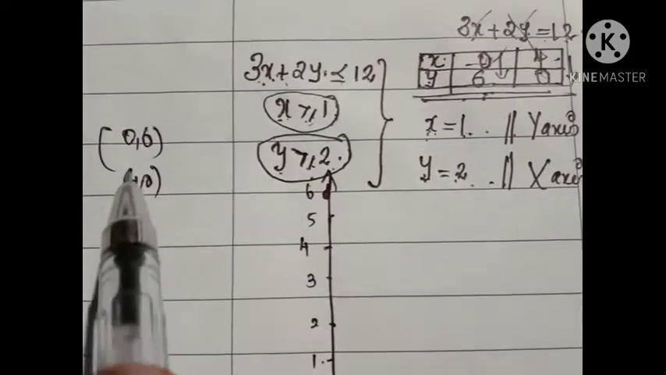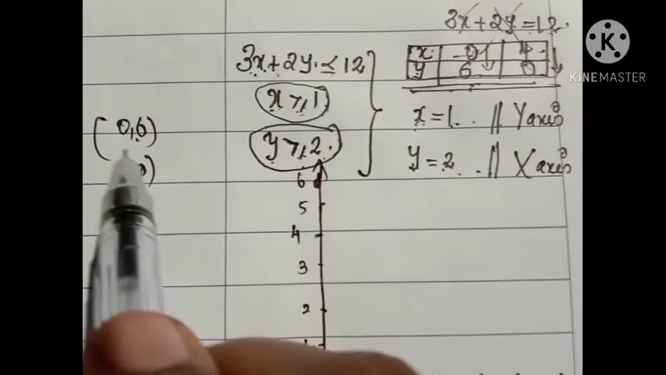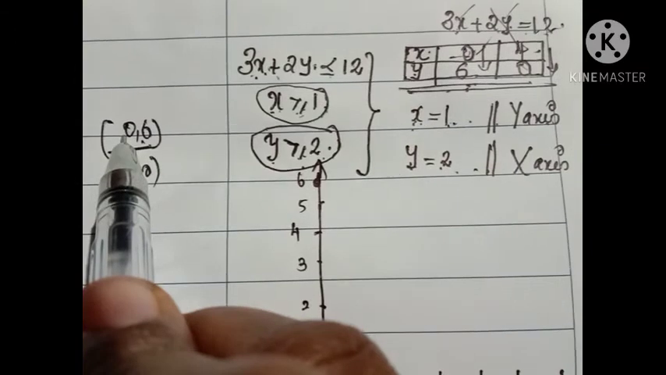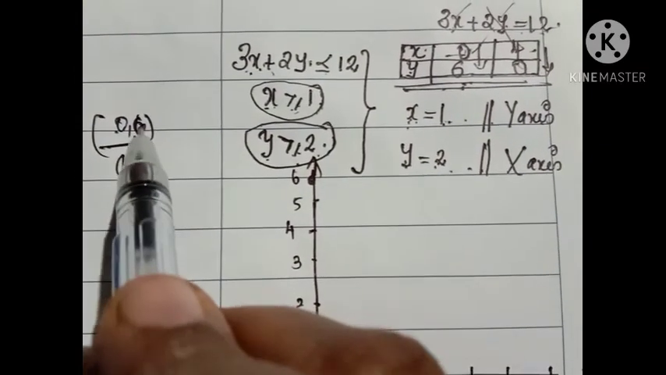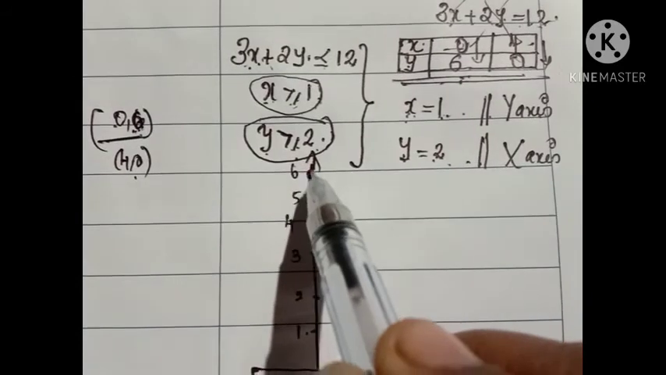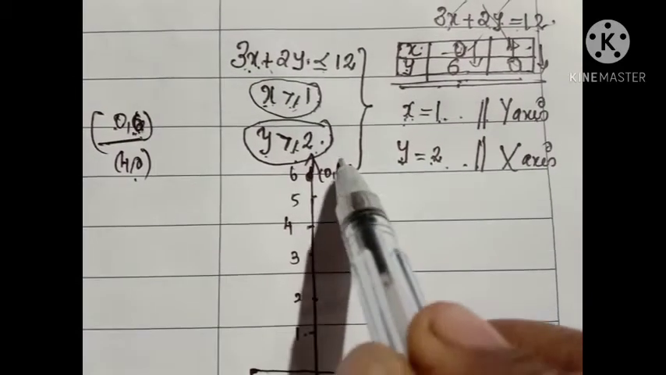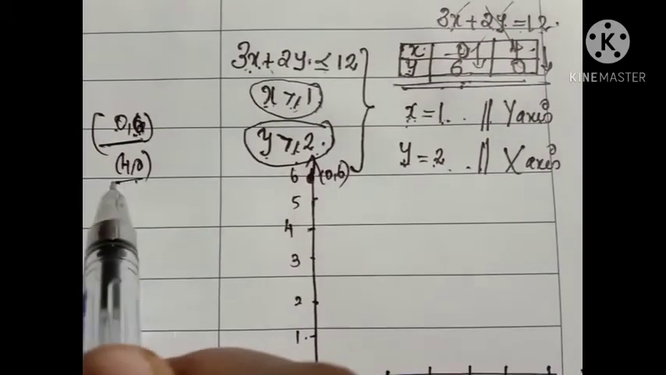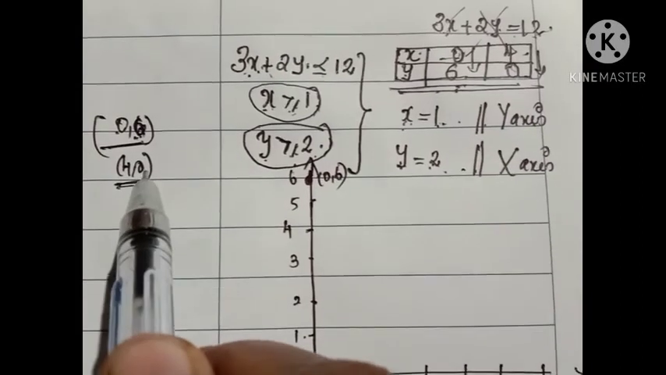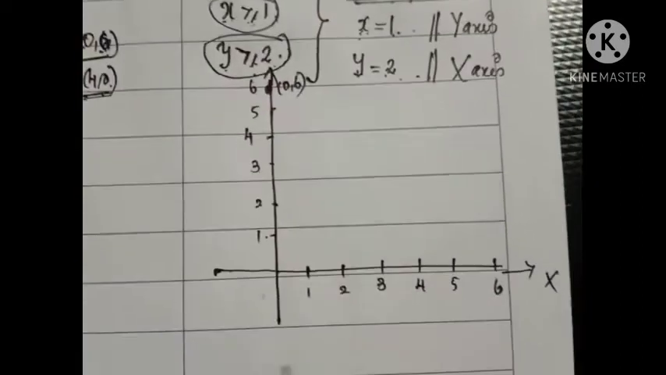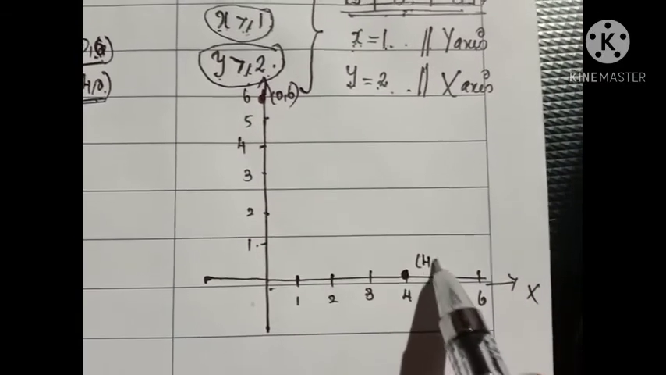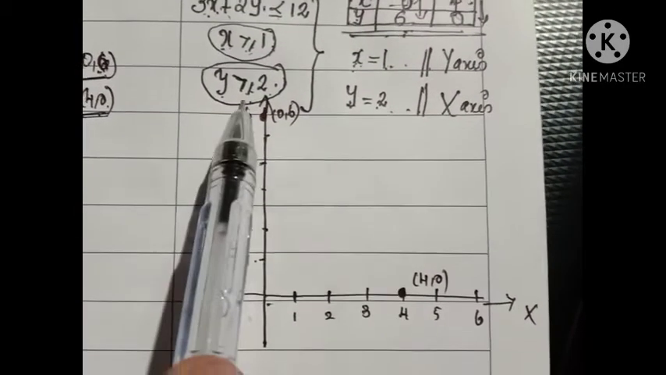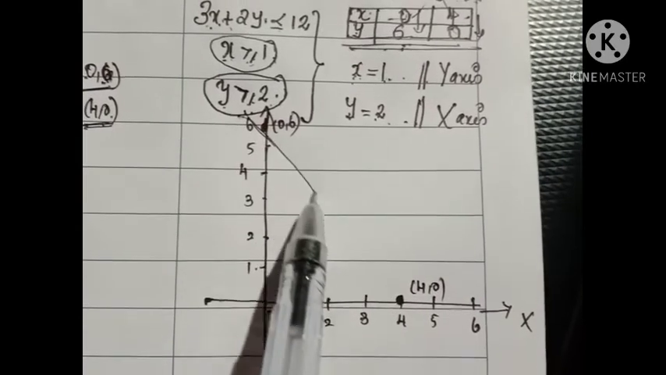Now locate the points 0, 6 and 4, 0. 0, 6 means there is no x value, so take the number 6 on the y-axis. This is our 0, 6. And 4, 0: x equal to 4, y equal to 0. There is no y value, so x equal to 4. This is our 4, 0. Now join these two points using a scale.